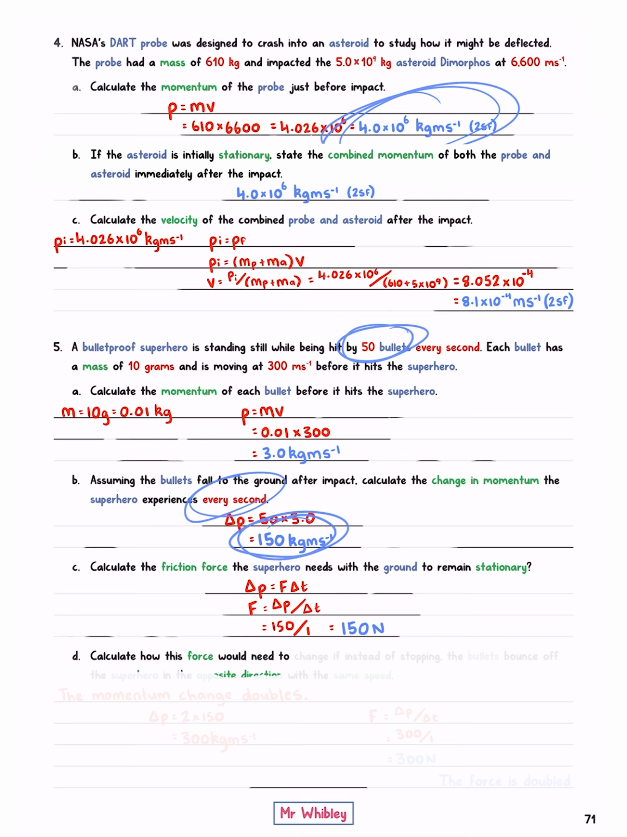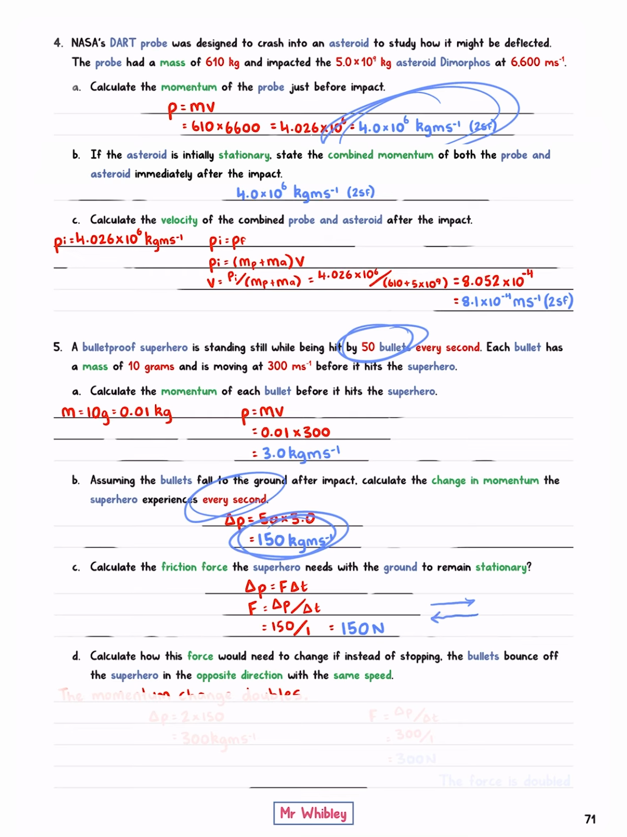Calculate how this force would need to change if instead of stopping, the bullets bounce off the superhero in the opposite direction with the same speed. If the bullets bounce off with the same speed, that means they bounce off with the same momentum. And so as the bullets come in, they have a particular momentum. We therefore need to change the momentum in the opposite direction to cancel this out.